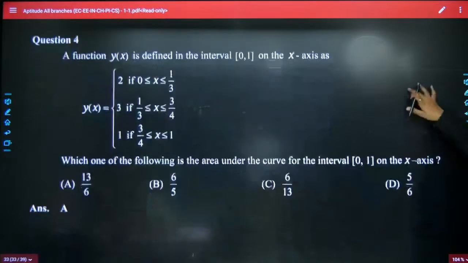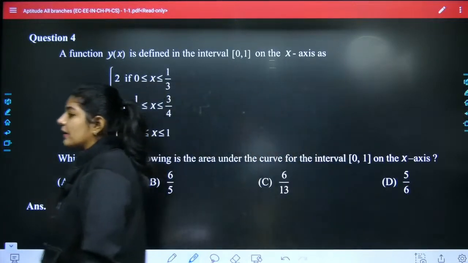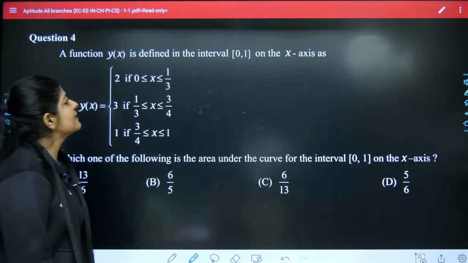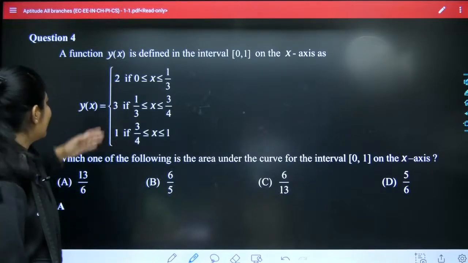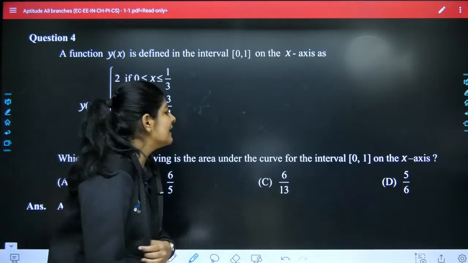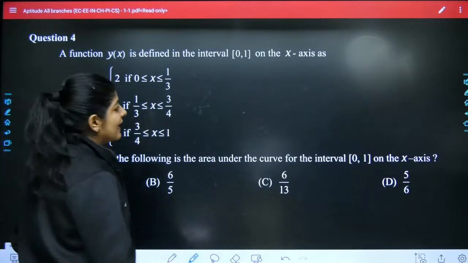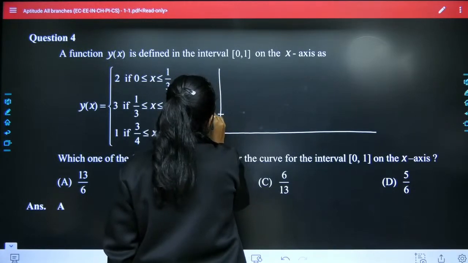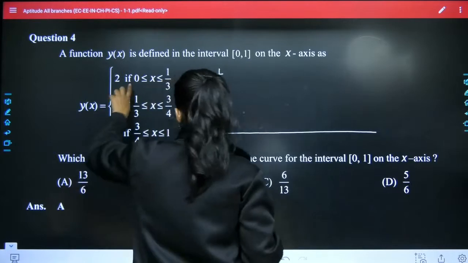Very next question which we have. Here we need to find out the area of that particular function. The function y(x) is defined in the interval, and on the x-axis we have these values. Now, which one of the following is the area under the curve for the interval 0 to 1 on the x-axis? So here, if we draw the diagram, this is 0, this is 1, this is 2, and this is 3, right?